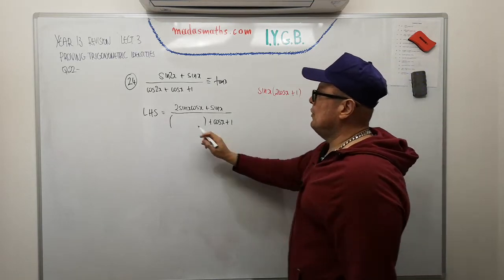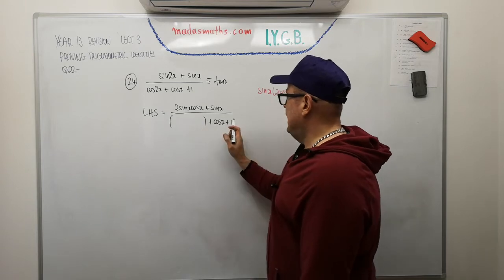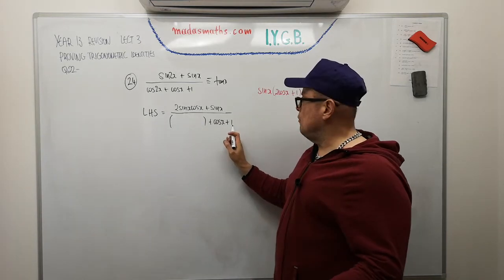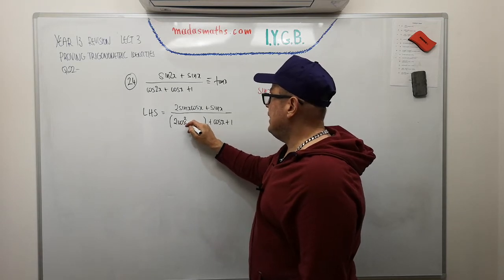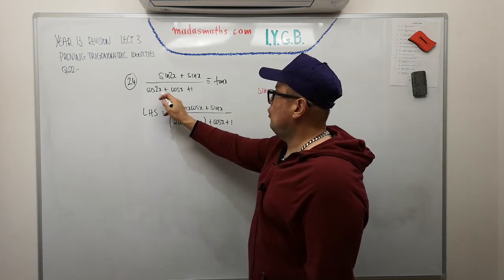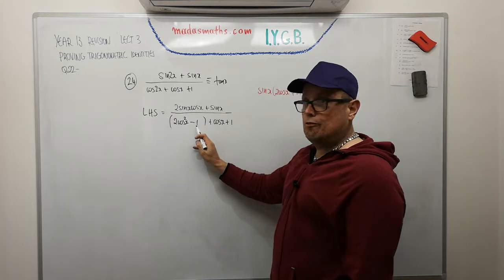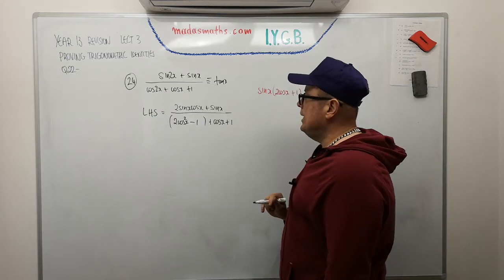And let's concentrate on the cos of 2x. Let's try to get rid of this one. If it doesn't work, we'll try something else. So I'm going to write 2 cos squared x minus 1. That's your cos of 2x. And I'm choosing this version because I got minus 1 plus 1, so it will cancel.